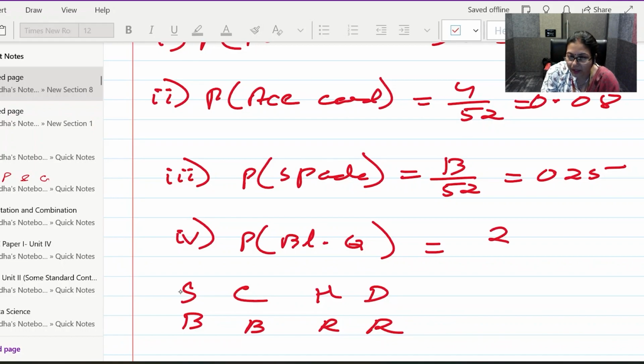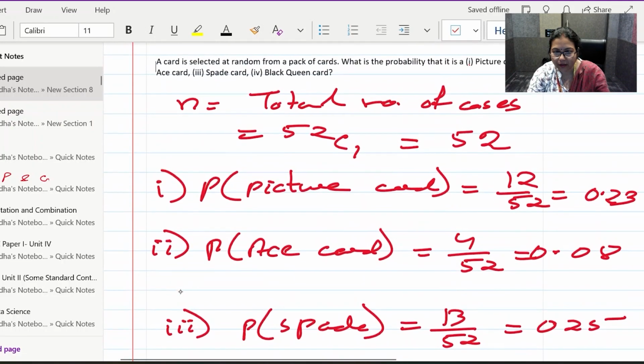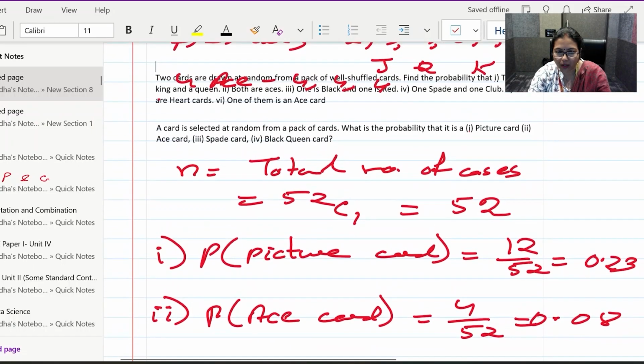Only 2. So my answer is 2 by 52. I get the answer as 2 divided by 52 is equal to 0.04. Okay, next question. Instead of 1 card, if I select 2 cards, what happens?